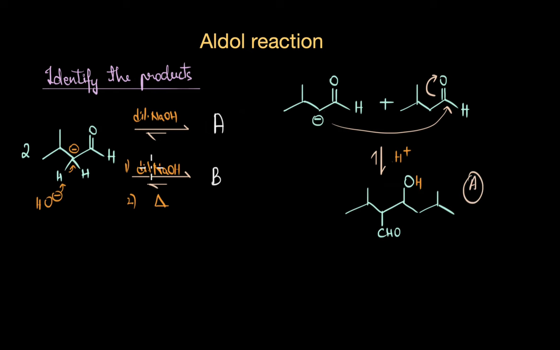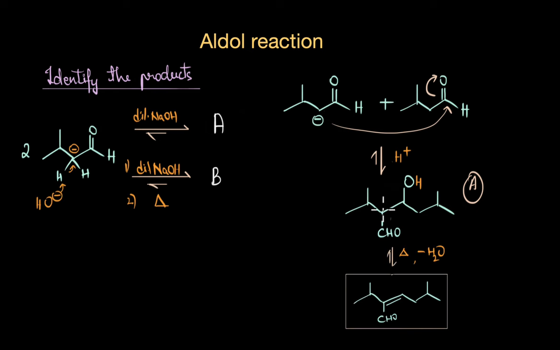Now in the second reaction, the first step is the same. We end up getting an aldol, but in the second step, we are heating the product. So with the elimination of a water molecule from our alpha and beta carbon atoms, we get the final product, which is an alpha-beta unsaturated compound. So this is product B. So A is the product of our aldol reaction and B is the product of our aldol condensation reaction.